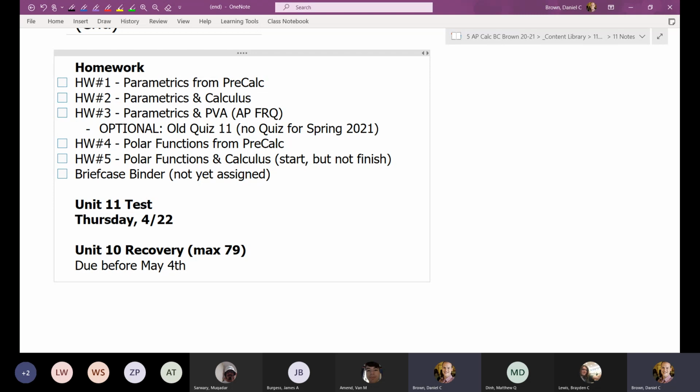At this point, you have homework 4. That was going to be the polars from pre-calculus. And then you can also start the final homework already, the polar functions and calculus. And again, you can just start that since we haven't really talked about the areas yet. Looking ahead, not officially assigning it, but there will be, of course, the briefcase binder. And then your Unit 11 test is going to be on Thursday, the 22nd. And then after that, we have basically 7 class days to get ready for the AP exam.